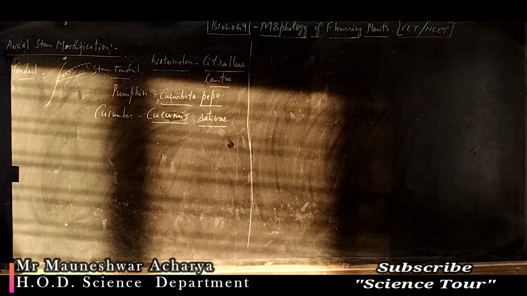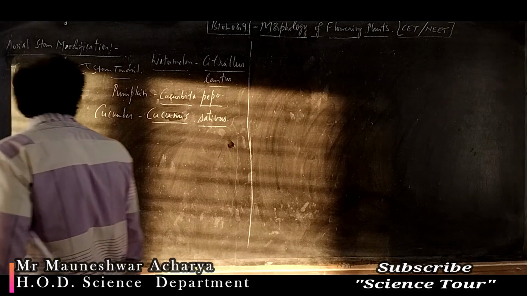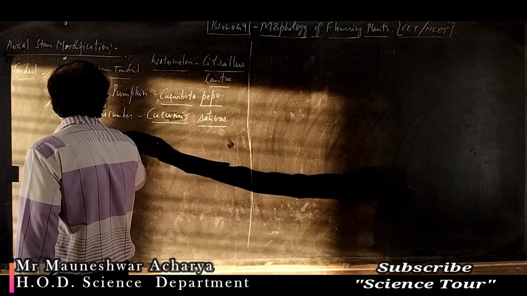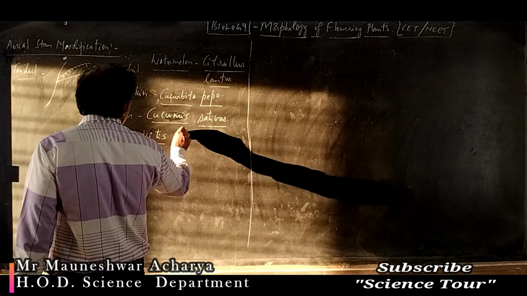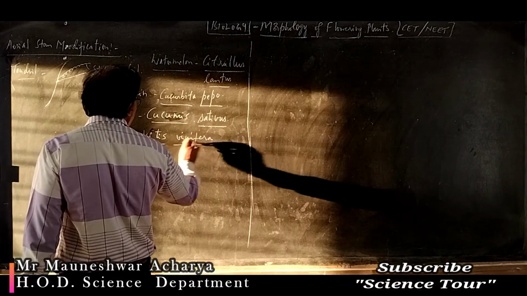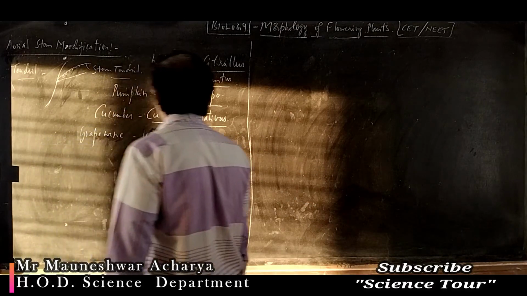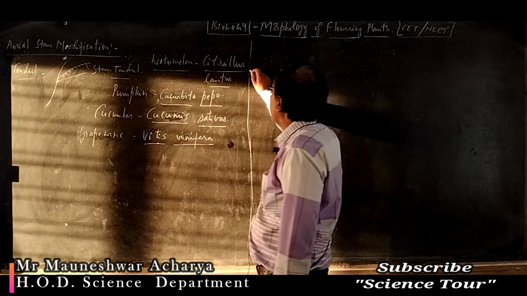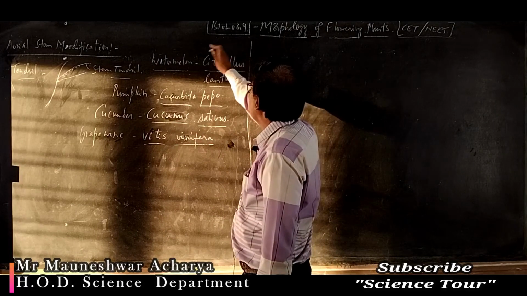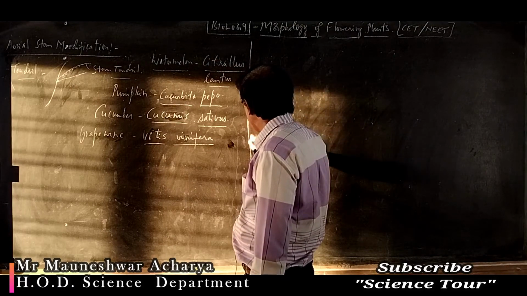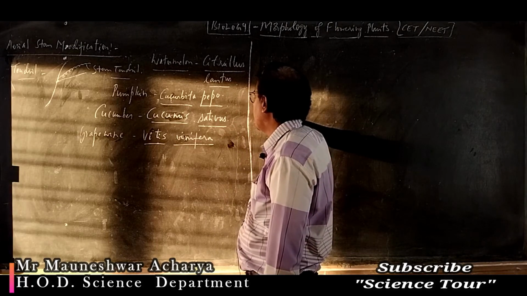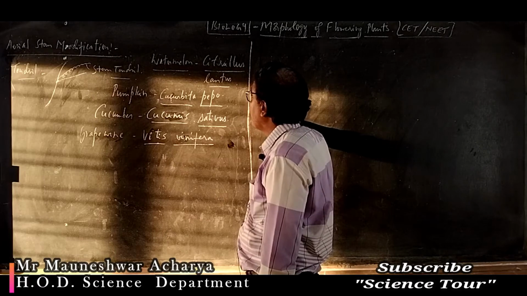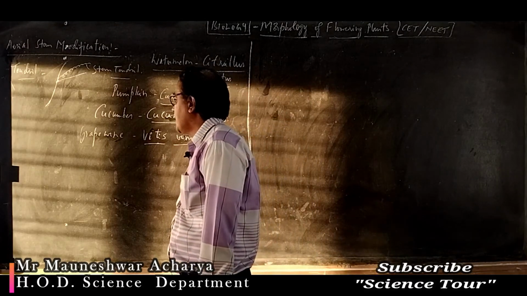Okay, then we can give the example of grapevine, Vitis vinifera, the scientific name of grapevine. So watermelon, Citrullus lanatus. Even if you just remember the genus name, that is also sufficient. Then pumpkin, Cucurbita pepo, cucumber, Cucumis sativus, grapevine, Vitis vinifera. These are all examples of aerial stem modification, that is stem tendril.